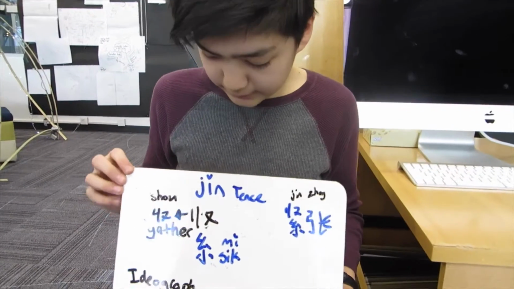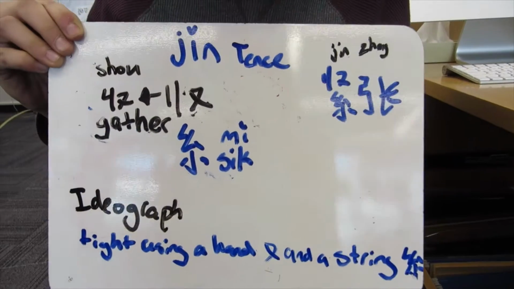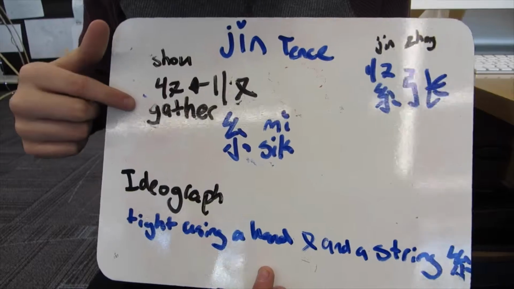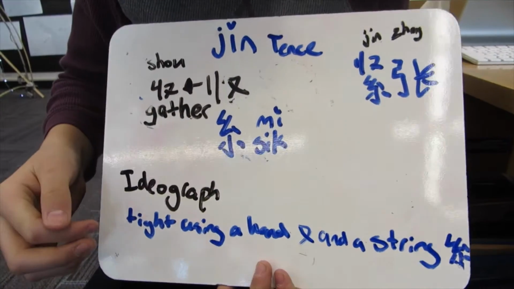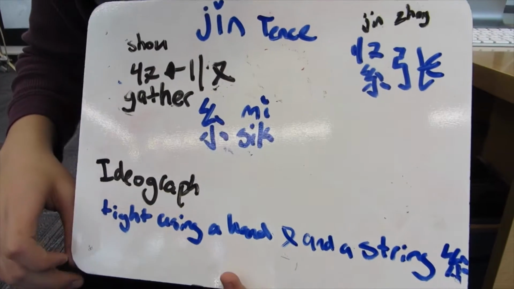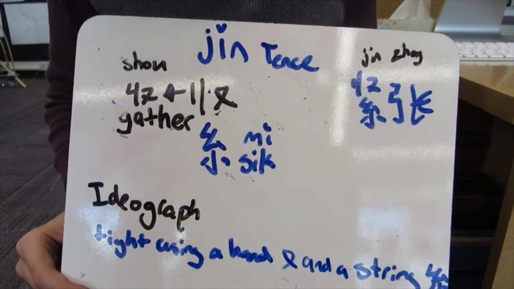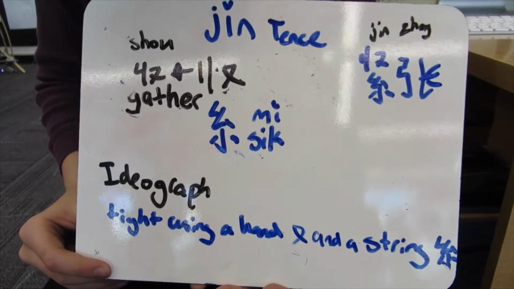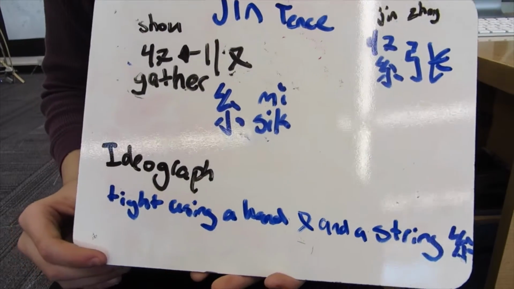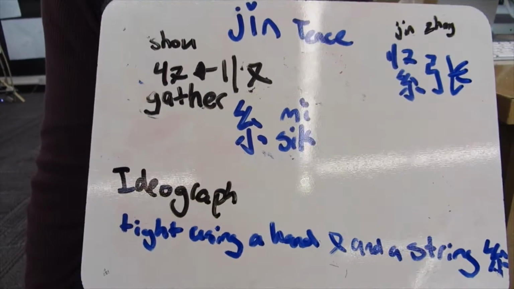This is character Jin from the word Jinzhan, which means worry or anxious. And Jin means tense. And Jin is composed of two parts, shou, which means gather, and mi, which means silk. Jin is an ideograph, tight using a hand and a string. I remember Jin by thinking when you have to gather your string, it's going to be very tense because your string might be very long and thin and can be hard to find.